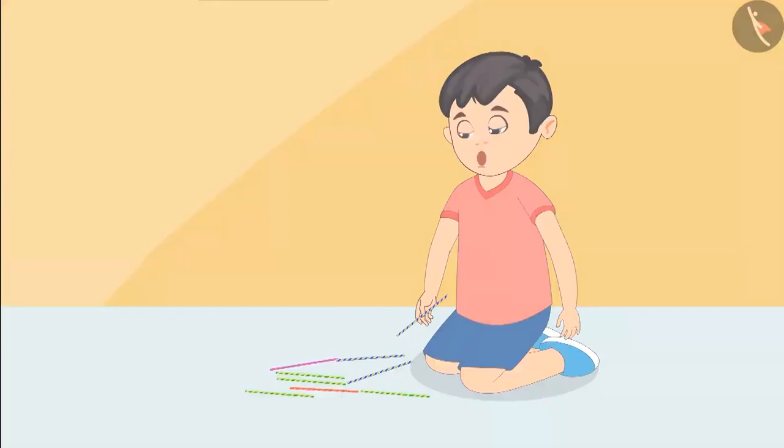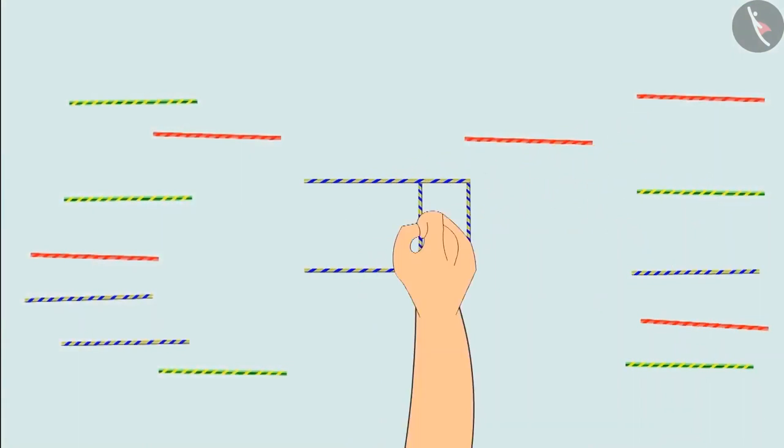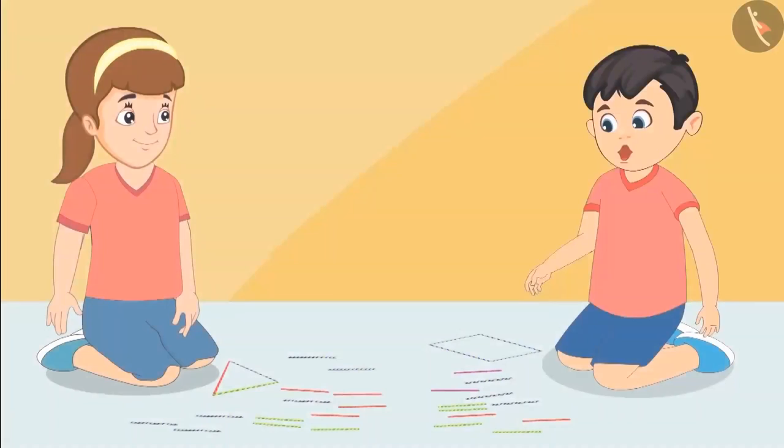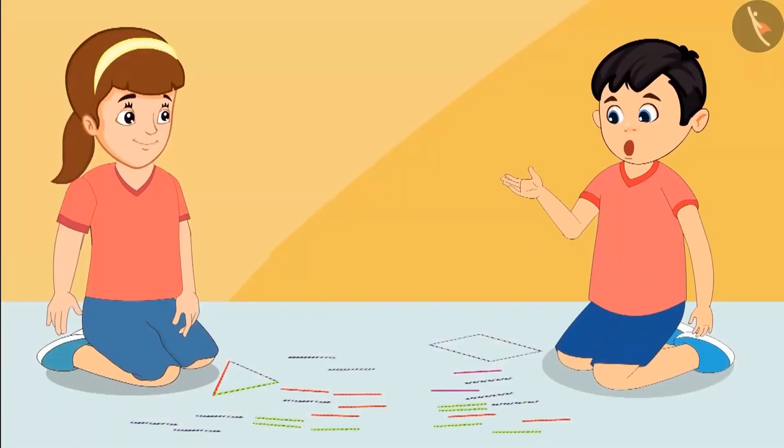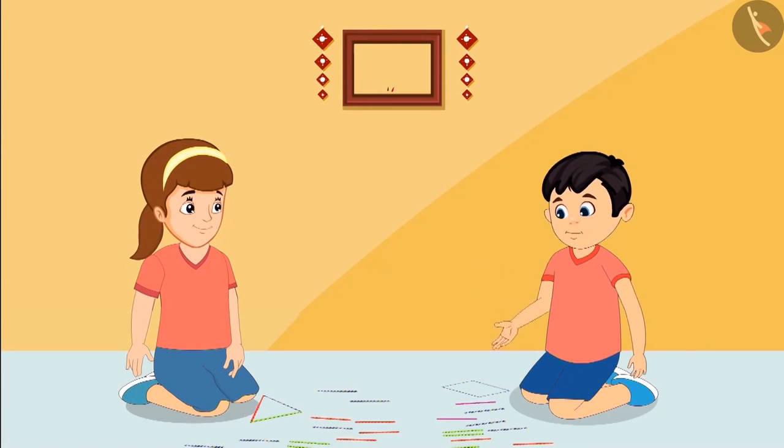Neha, now let me try and you tell me what I have made. Okay, Chotu. I made the shape with four straws. So tell me, what is this shape? Children, do you know which shape this is? Come on, let us see. It is made of 4 straws. This means it is a rectangle. Yes, Neha, you are right.